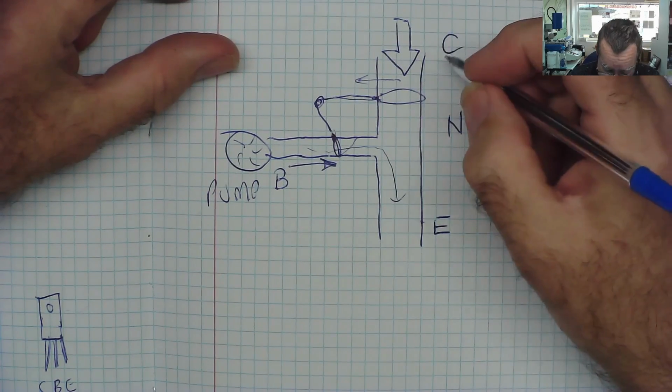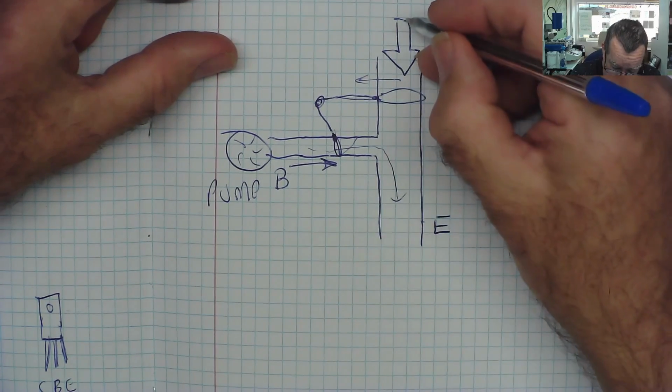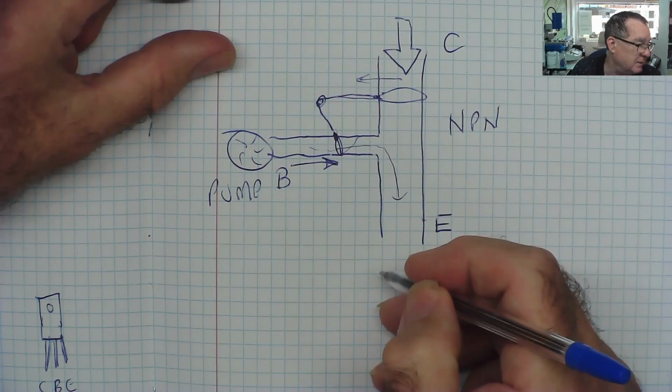The second one, the current, the water flow flowing through the collector to emitter is greater than from the base to the emitter.